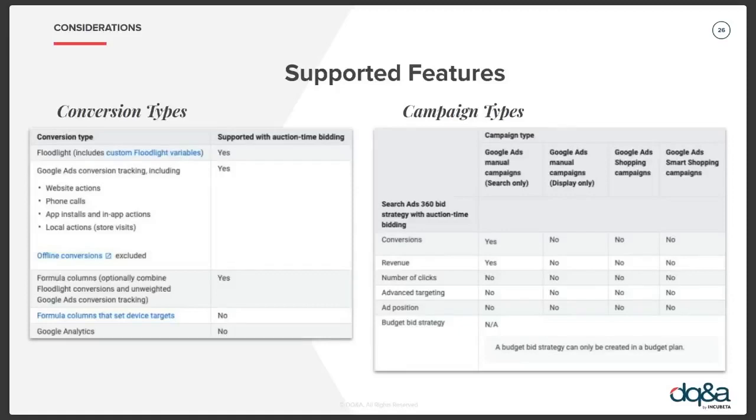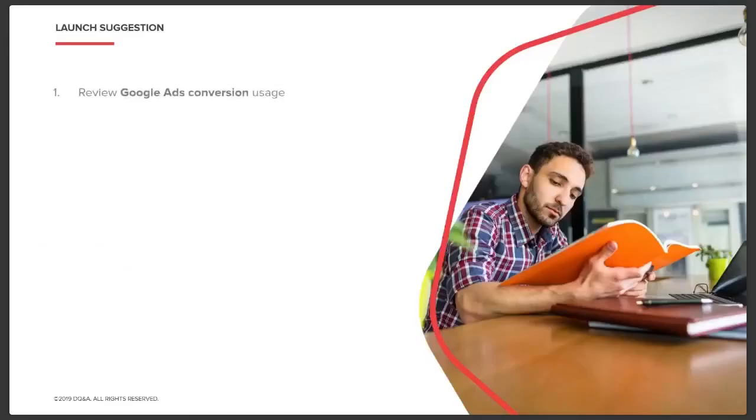Thank you, Greg. So how do we try auction time bidding? We know how it works. How do you go about testing it yourself? Firstly, let's review what you're using Google Ads conversions for. Based on what Greg went through, making the switch will change the source of your Google Ads conversions. So check your Google Ads scripts and any automation rules based on Google Ads conversions. Ensure you're familiar with what happens when moving to auction time bidding.